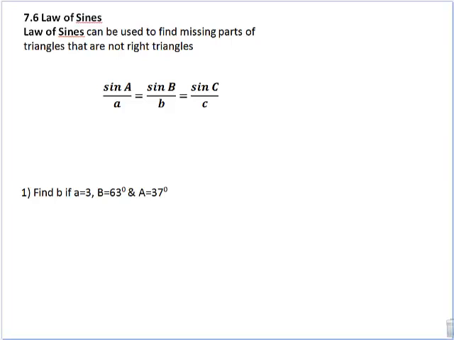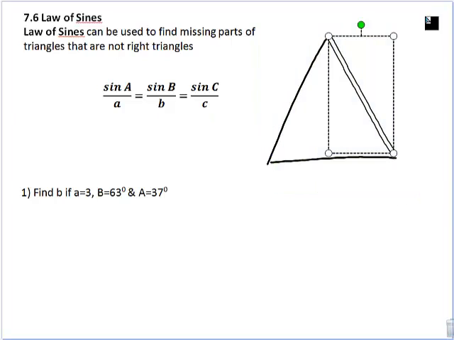So there are triangles that do not have a right angle. We can use something called the law of sines to help us solve this. So the law of sines says sine of A over a is equal to sine of B over b, which is equal to sine of C over c.